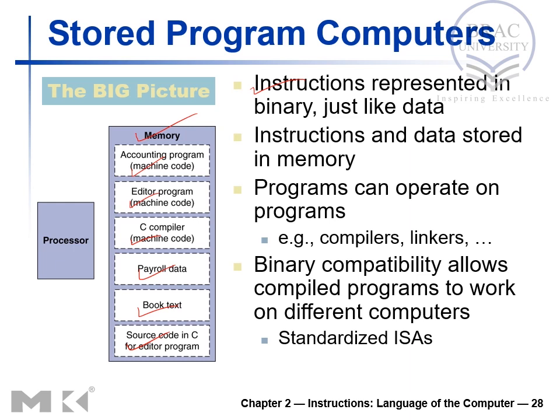So the processor reads them based on the control signal. It identifies which one is data and which one is code. So this is how it works. And binary compatibility allows compiled programs to work on different computers, but the ISA has to be standardized so that one compiled code can run on other computers. For that, a standardized ISA is needed.